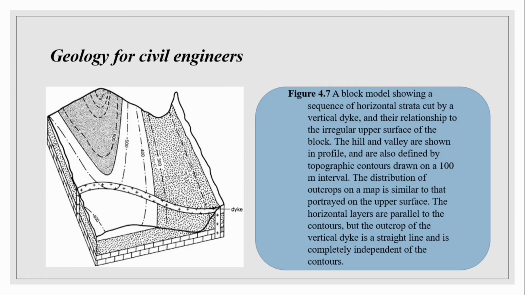Next, this figure shows a sequence of horizontal strata cut by a vertical dike and their relationship with the irregular upper surface of the block. The hill and valley are shown in the profile and are also defined by topographic contours drawn at a 100-meter interval. The distribution of outcrops on the map is similar to that portrayed on the upper surface. The horizontal layers are parallel to the contours, but the outcrop of the vertical dike is a straight line and is completely independent of the contours.